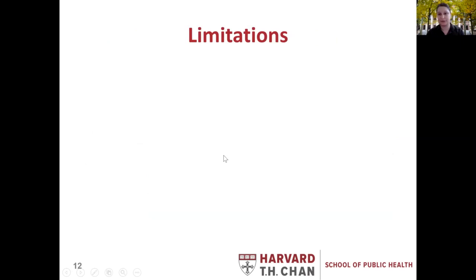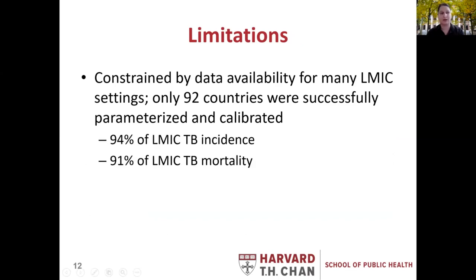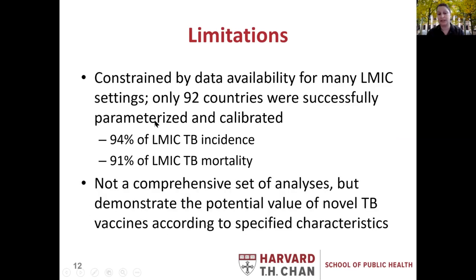So this analysis includes several limitations. First of all, we were constrained by data availability for many low and middle income country settings, and only 92 countries were successfully parameterized and calibrated. However, these 92 countries represent 94% of LMIC TB incidence and 91% of LMIC TB mortality. Additionally, this is not a comprehensive set of analyses, but are being modeled to demonstrate the potential value of novel TB vaccines according to specified characteristics.